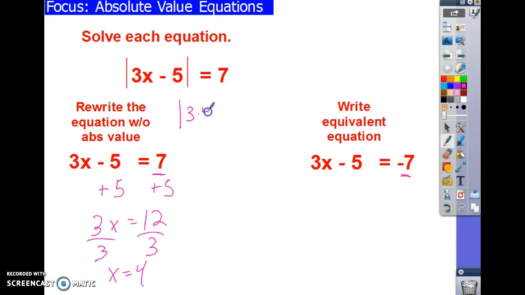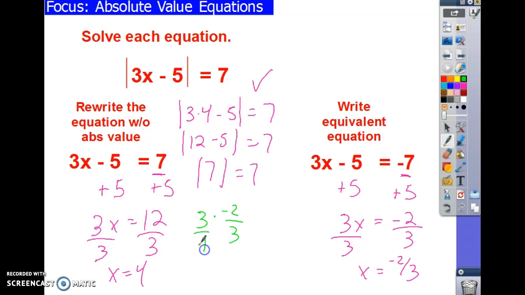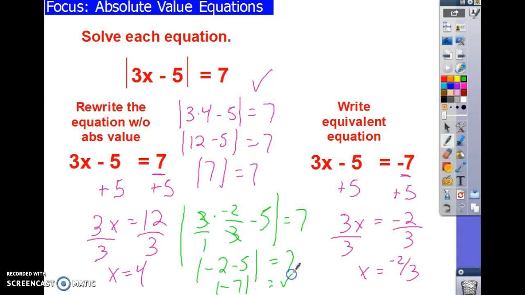The absolute value of 3 times 4 minus 5 equals 7. 12 minus 5 equals 7. 7, the absolute value equals 7. Check. Now for the negative. Add 5. 3x equals negative 2. Divide by 3, x equals negative 2 thirds. Let's check this one. 3 times negative 2 over 3 minus 5 equals 7. 3's cross out. Negative 2 minus 5, absolute value, negative 7. Absolute value is equal to 7. And that's a check.